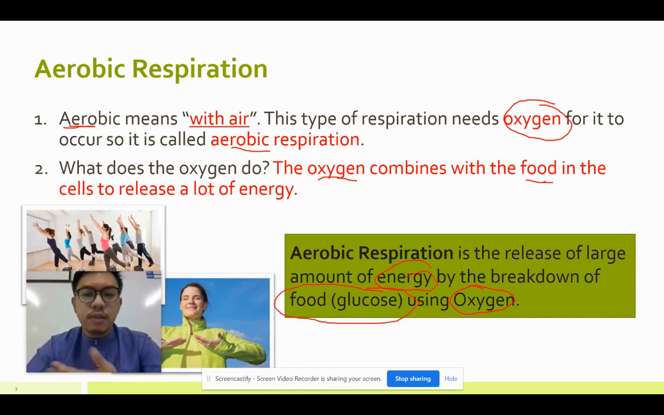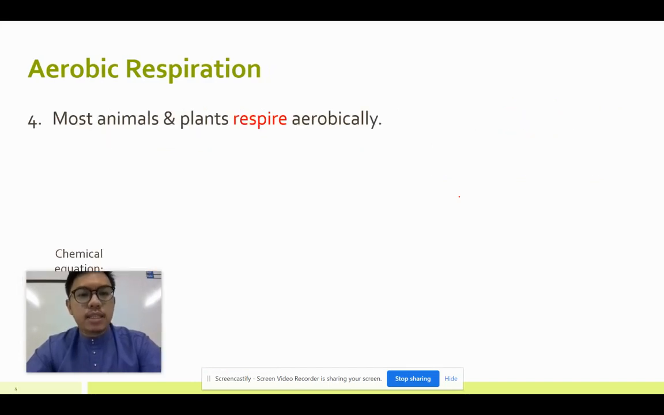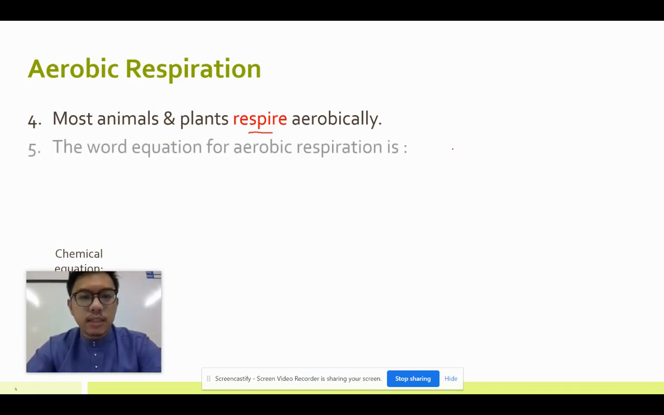Okay, so it's still the same thing. We're releasing energy from food, but in aerobic respiration, we are using oxygen specifically. Most animals and plants respire aerobically. So aerobic respiration is the most common type of respiration for us humans, for animals, and also for plants.